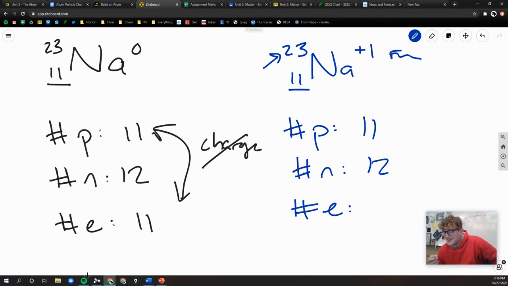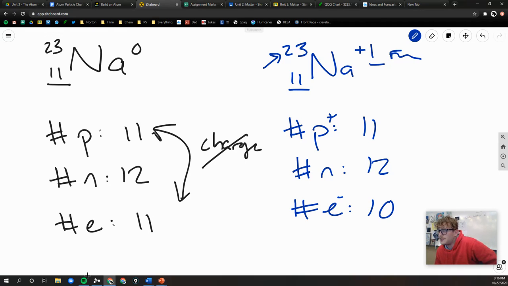Well, I have to ask myself, if I have an overall positive charge, am I going to have more positive charges or more negative charges? I would have more positive charges. How many more? I'd have 1 more positive charge than I do negative charges. Well, I got to remind myself, which one of these is a positive charge? My protons are positive. My electrons are negative. So if I have 1 more positive charge than I do negative charges, how many electrons would I have? I would have 10. Hear me out. I would have to have 1 more positive charge than I do negative charges. That's why I would have 10 electrons.